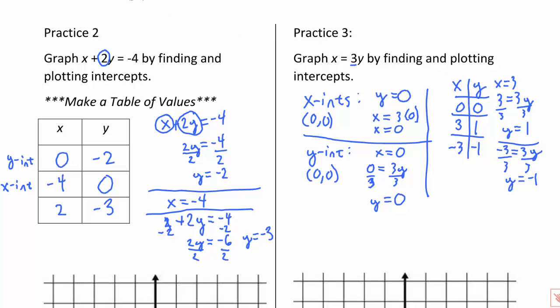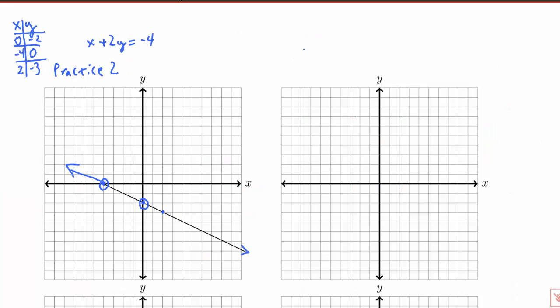I'm going to go ahead and put those over here. This is going to be practice 3. The equation was x equals 3y, and the table that I got from this were the coordinates 0, 0, 3, 1, and negative 3, negative 1.